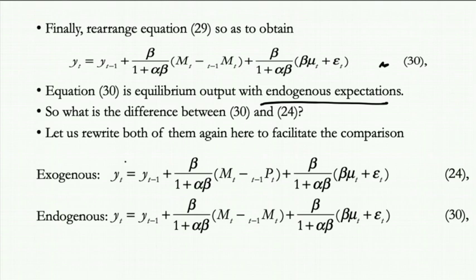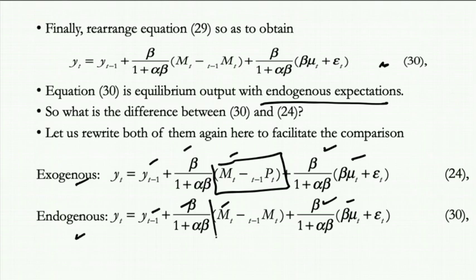Now, let us rewrite both of them again here to facilitate the comparison. So you have the exogenous model, this one 24, and the endogenous is this one. You can see this one is similar to this, this one similar to this, and this similar to this. What makes it different is this bit. This is expected price that has been replaced by expected money supply. So that's why this one becomes endogenous, because we mix price here and endogenous money supply here.